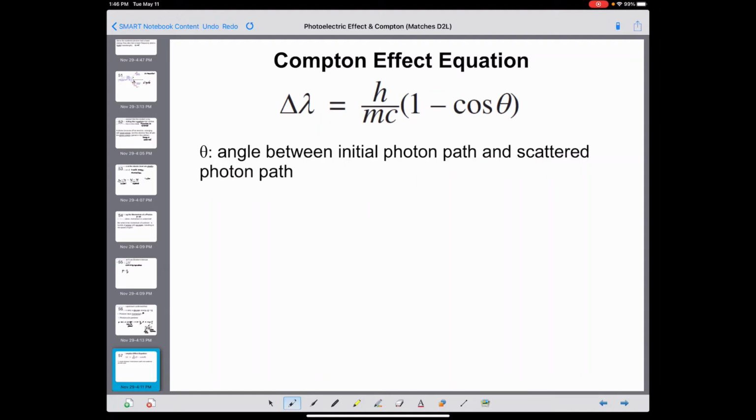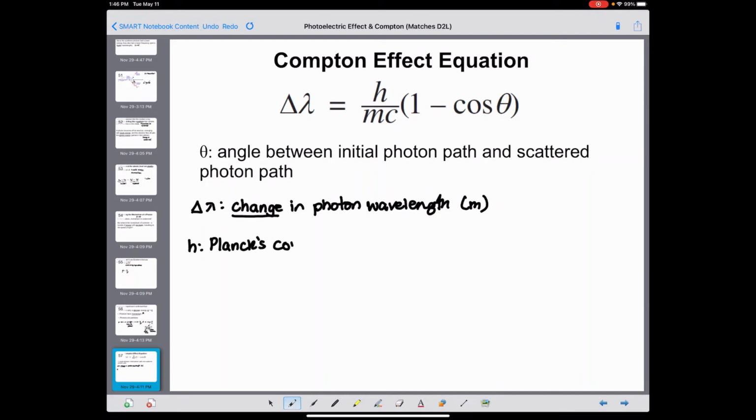Okay, so the Compton effect equation looks like this. We already talked about what the angle is earlier in this video. Change in wavelength, this refers to the photon wavelength. So delta lambda is the change in the photon wavelength. Please use meters for that. Note that it's a change. h is Planck's constant. When you're using this, make sure that you use the joules seconds version of Planck's constant.